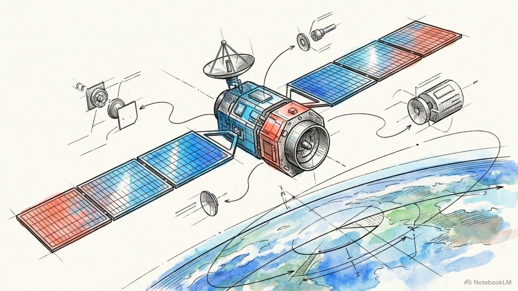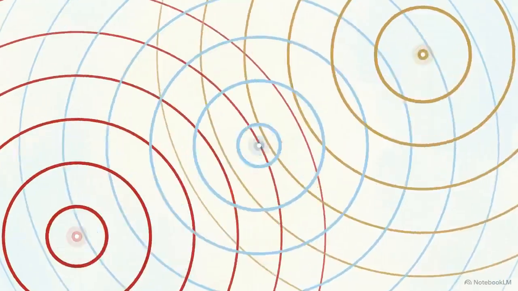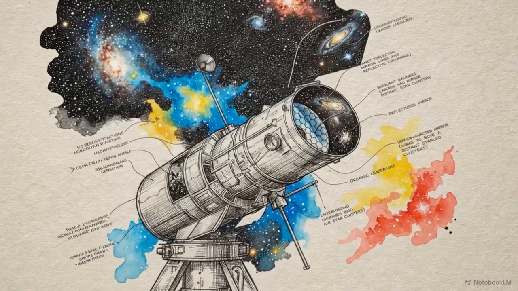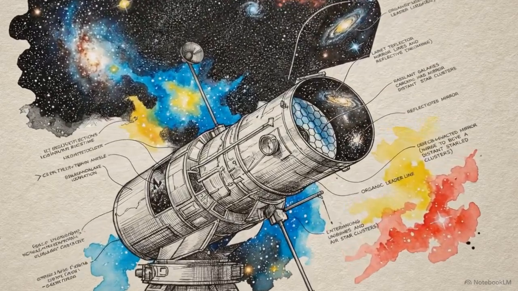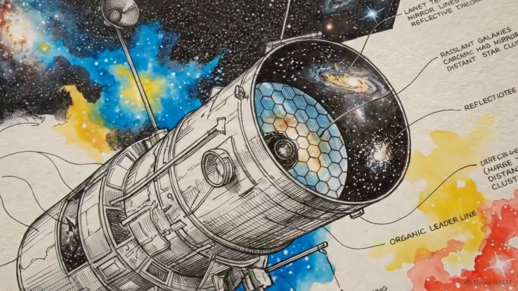Global positioning satellites tracking that rocket, the wireless signals in your smartphone, transmit information using periodic waveforms governed by these exact mathematical rules. The basic ratios of SOH-CAH-TOA serve as the foundational language we use to decode, build, and navigate the physical universe.